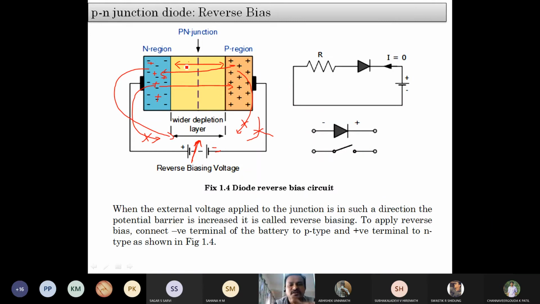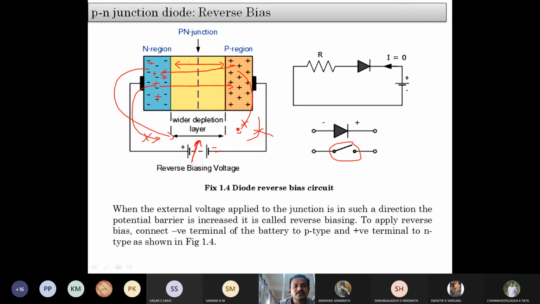Therefore, we are going to consider the behavior of this diode as purely acting as an insulator or open switch. You can observe here, it is acting as an open switch between two terminals. The battery is considered an open switch because it is not at all conducting any current, as there is no movement of charge carriers. This is what happens in the reverse bias condition.